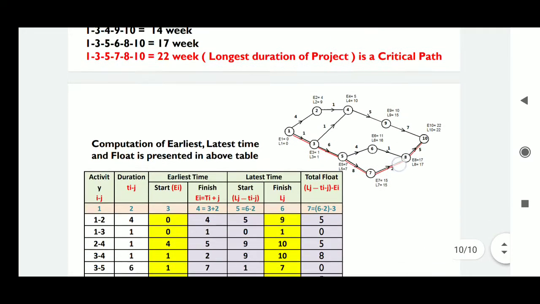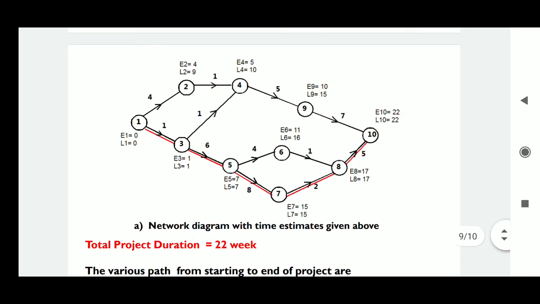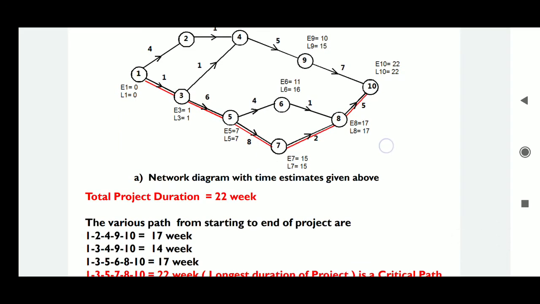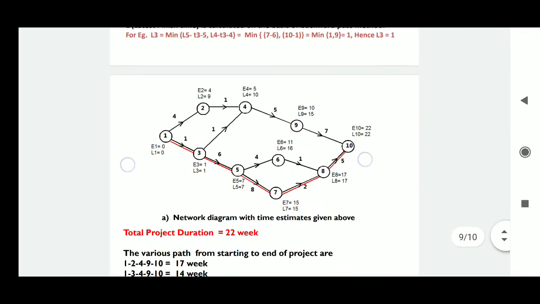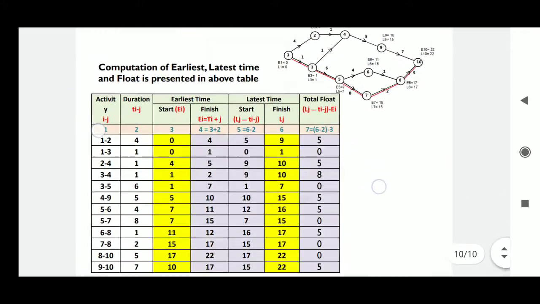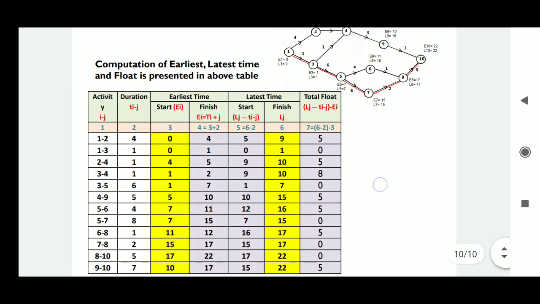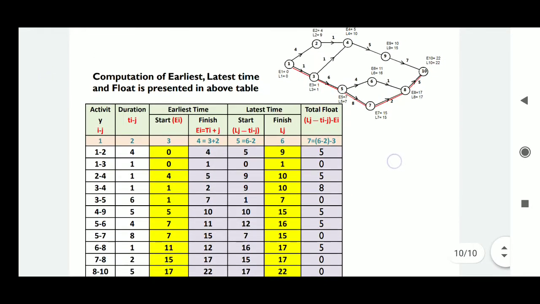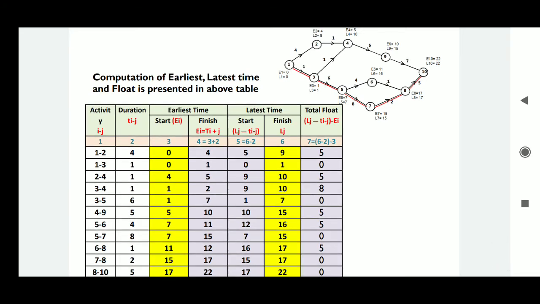Now see that from this network, for the purpose of planning, scheduling, organizing and controlling, the network timings are computed in the above table. All the earliest and latest times and floats are presented in the above table. Now the activities and the durations are given. There are time estimates: earliest start, earliest finish, latest start, latest finish, and total float. The first two columns are already given.